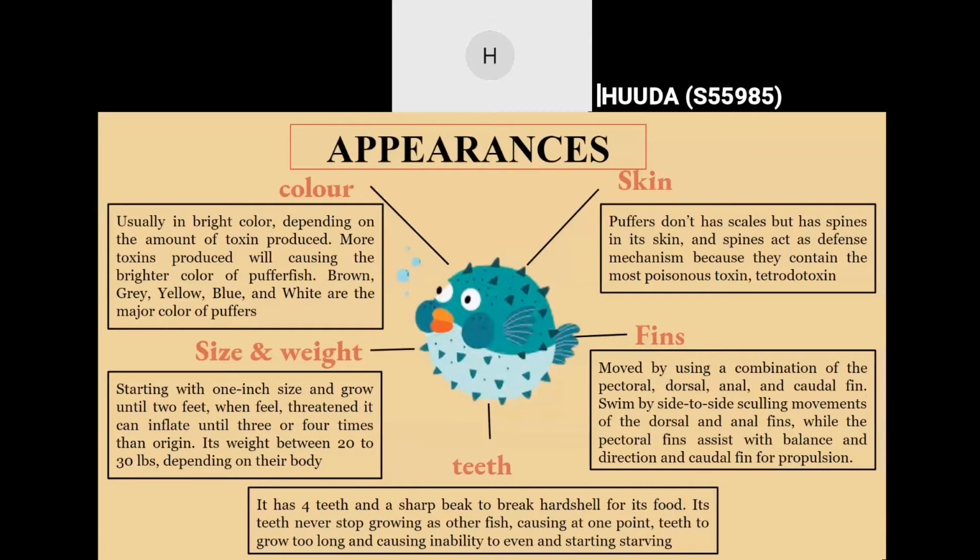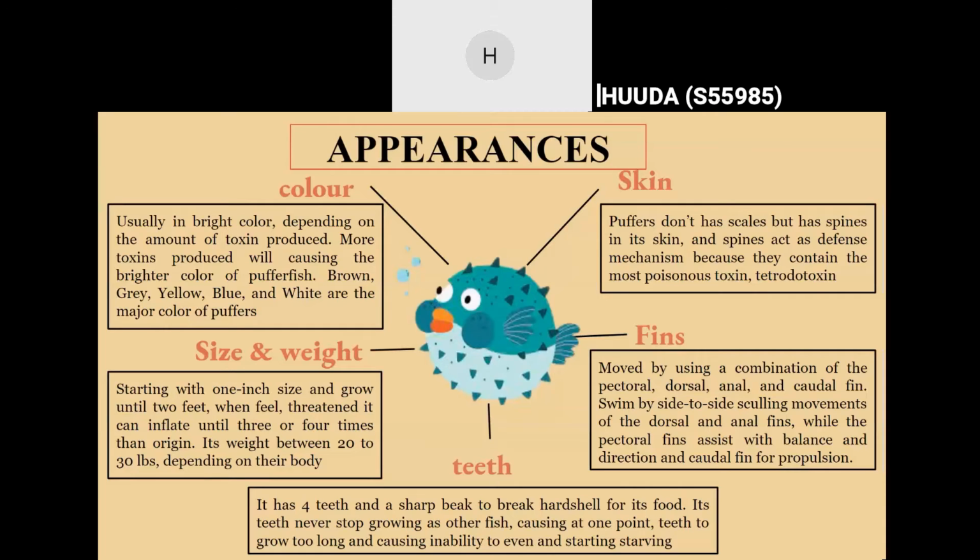Okay. For its fins, they have four fins, which are the pectoral, dorsal, anal, and caudal fin. The pectoral fin is located behind its gills, and the dorsal and anal fins are in a vertical line, dorsal at the upside and anal at the downside, and the caudal fin is their tail. Usually, it will use the combination of these four fins to move.